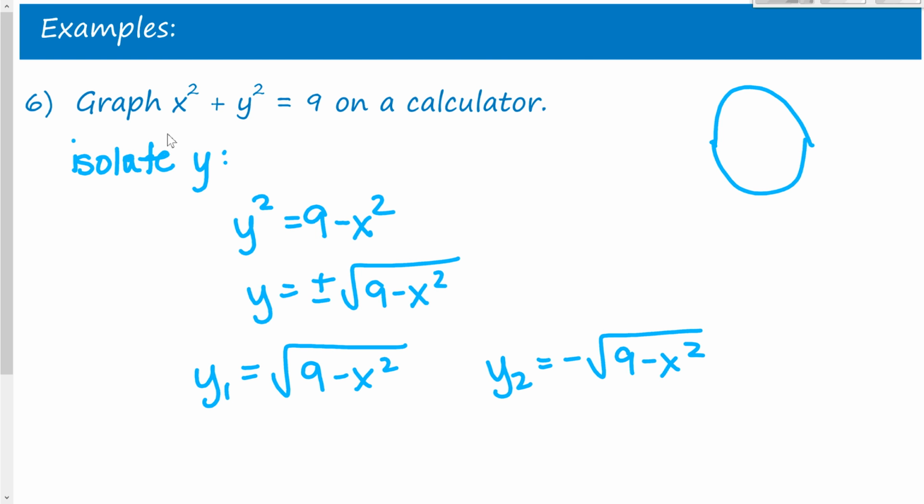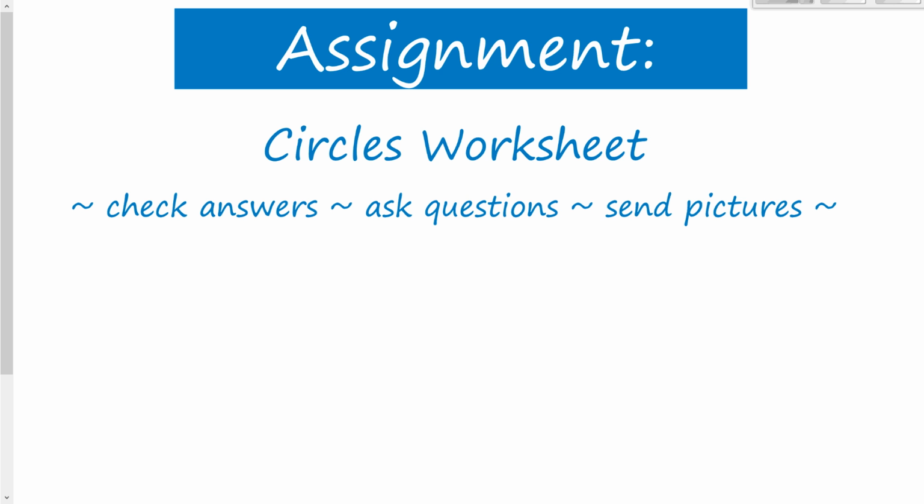So now, your assignment is to do the circled worksheet, and as always, check answers, ask questions, send pictures.